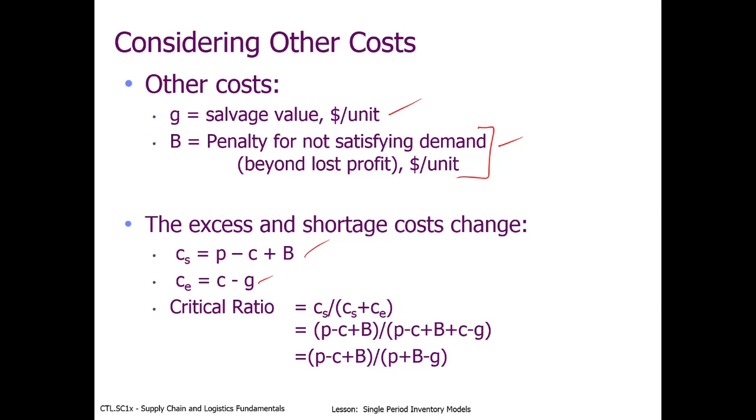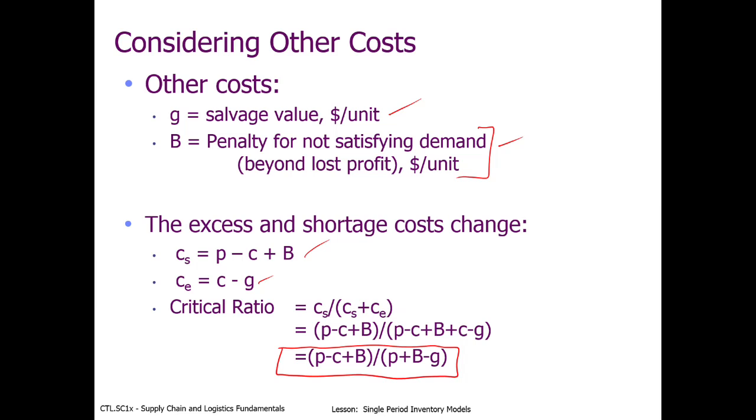I can get some of that money back by selling it at a discount. So if I carry the math out, I come up with another equation for the critical ratio. But the important thing is to always think of this in terms of what is my cost of a shortage, what is my cost of excess, and then just do the ratio.